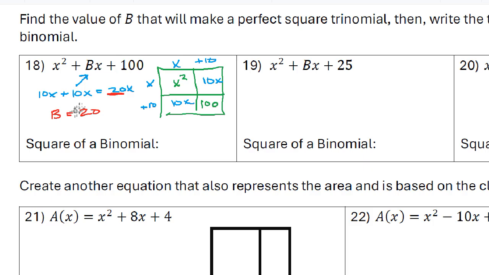All right, see, class, we can keep using this area model all sorts of different ways. What's the square of the binomial? Well, heck, it shows right here in our equation, in our area model. It is x plus 10 squared. Let's do the next one.